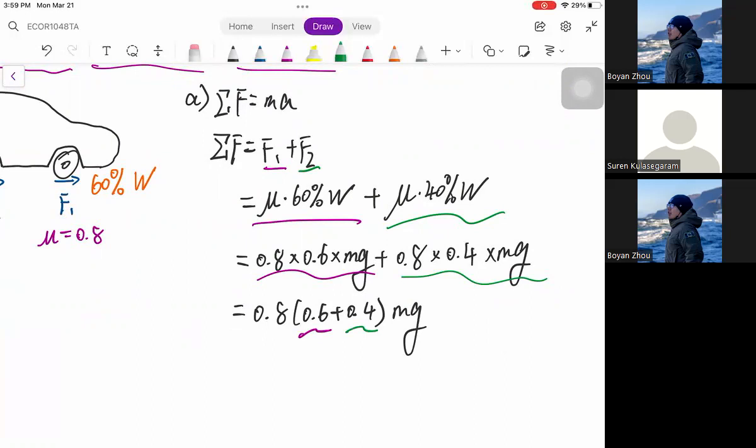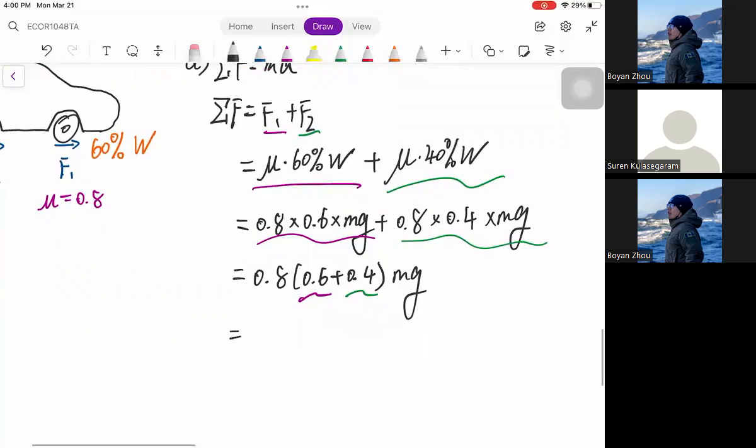From here, you can notice that if the car is not a four-wheel drive, the weight distribution is not going to be that good. So that is for the resultant force.